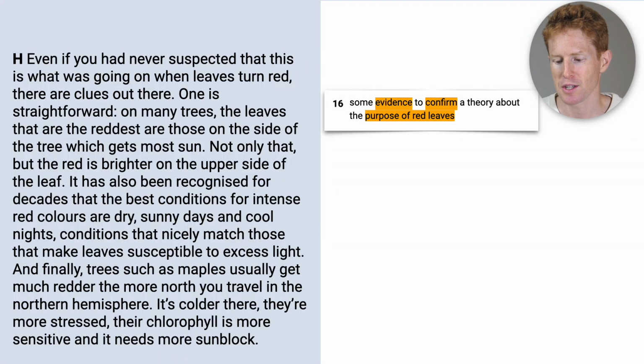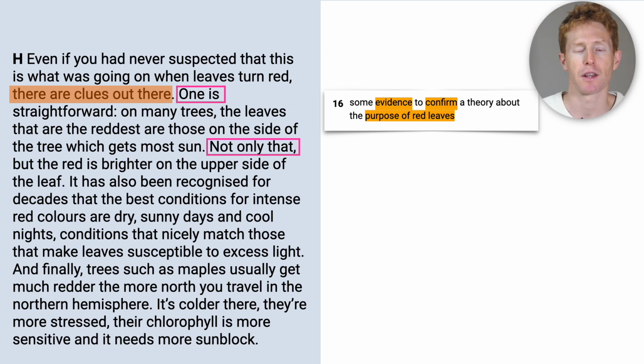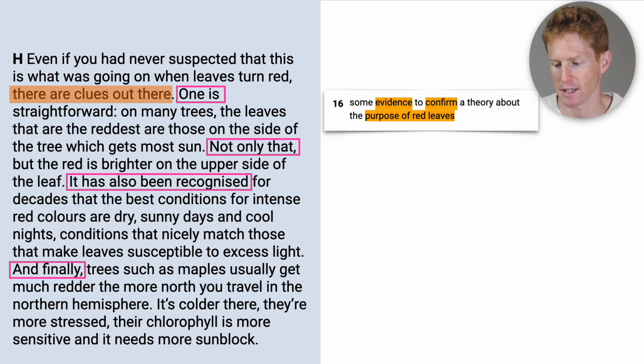Okay, is this the correct paragraph? Yes, it is. It says there are clues out there, and then it mentions the evidence. It says one is this. Not only that, but here's another clue. Here's another piece of evidence. It has also been recognized, and finally. So yes, the evidence is all in paragraph H.